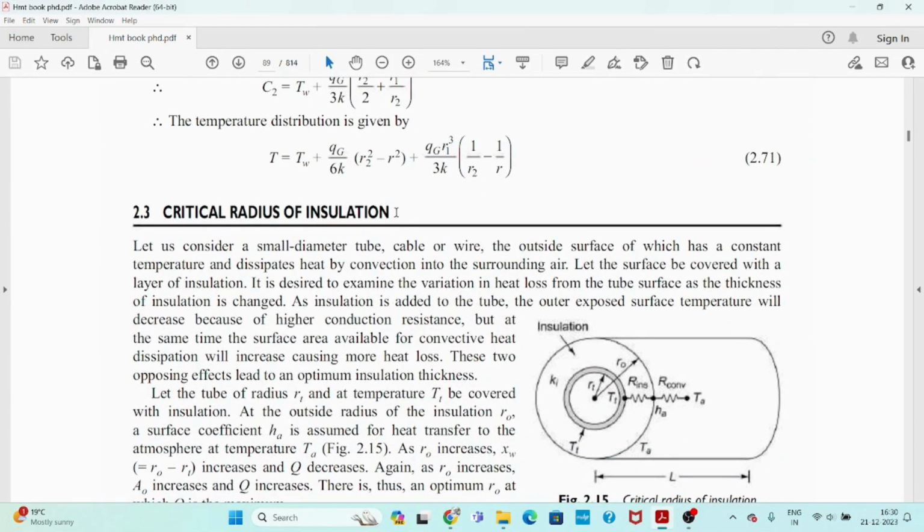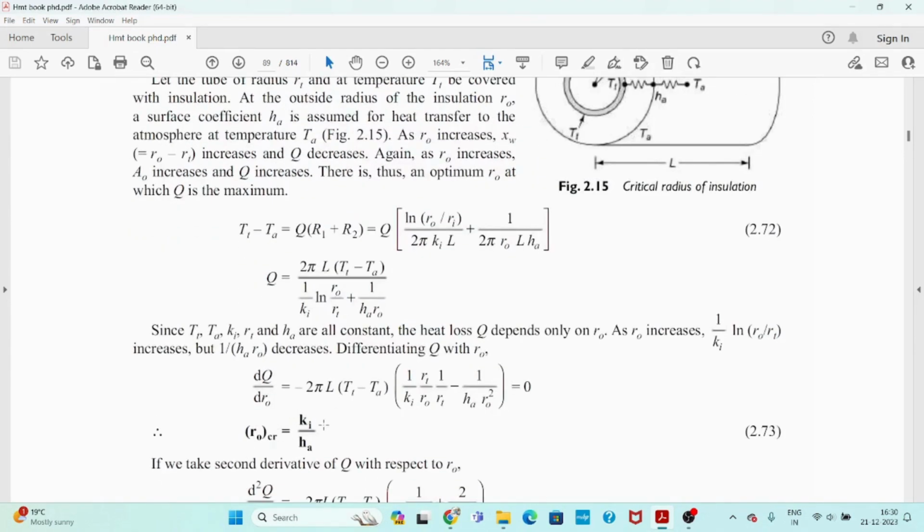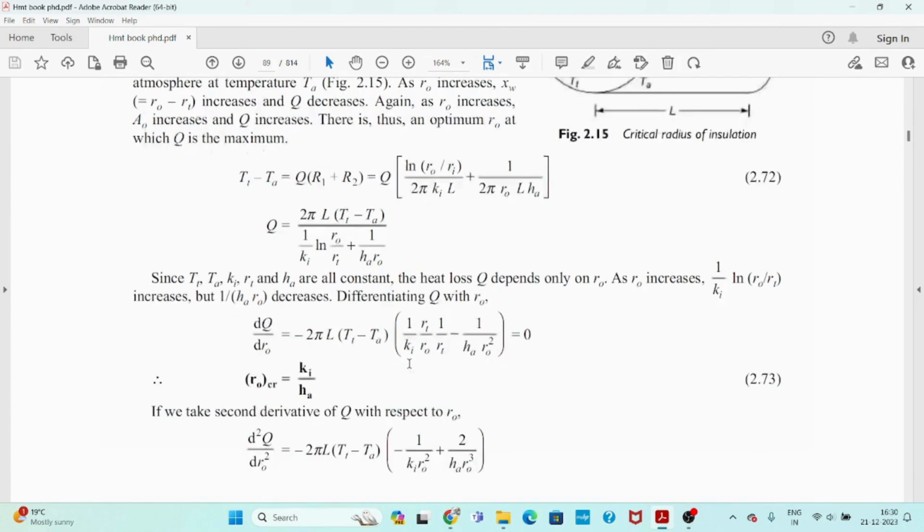Critical radius of insulation, please mark it as an important question because it will definitely be asked in some of your exams, either semester exam or some competitive exam. As much as I know, it is one of the most important topics in this chapter. So please remember what the critical radius of insulation is and how to derive it. If you are planning for semester exam, you should know how to derive it. Otherwise, you can directly memorize r equal to k by h.